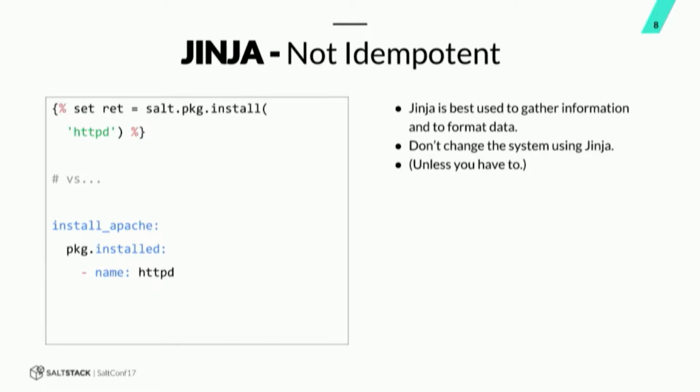JINJA is not idempotent. And this is important because with JINJA, you can do anything, right? You can shell out, you can call execution modules, you can change the state of the system if you want to. It is as open-ended as that sounds. But if you do that, you completely bypass the idempotent nature of salt states, meaning that pre-check, does anything need to change, never happens. And so avoid changing the system with JINJA unless you really know what you're doing. And if you do, comment it heavily so that your coworkers know what you're up to as well.